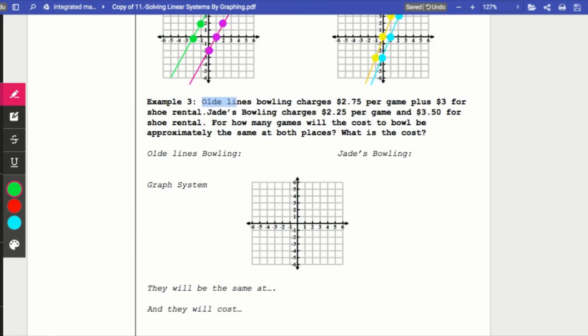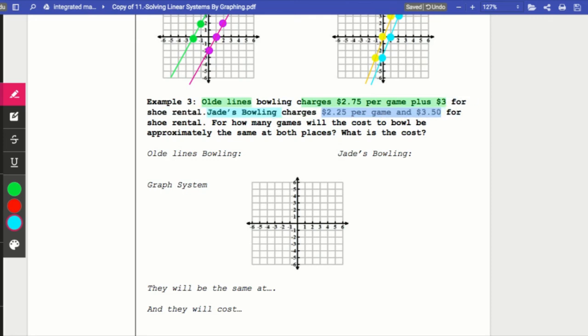Old Lines charges $2.75 plus $3 for shoe rental. And then we got Jade's Bowling. Look at Jade owning a bowling alley. I mean, that's why you aren't coming to class. Jade's Bowling charges $2.25 per game plus $3.50.